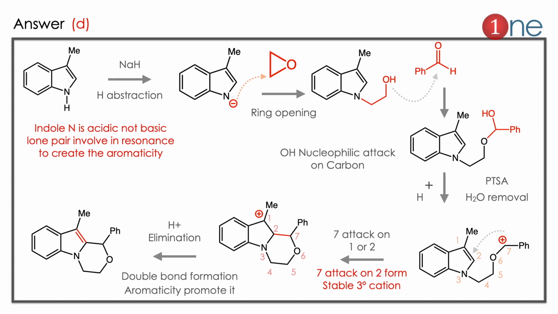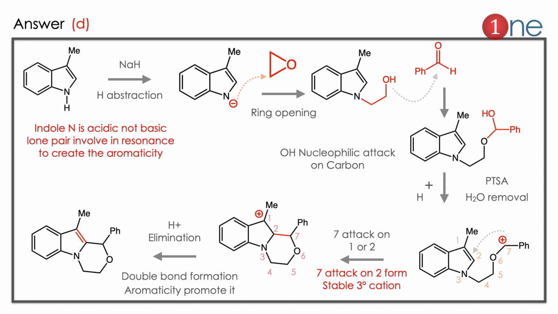The nitrogen proton here is acidic, because the lone pair is involved in the delocalization to create the aromaticity. So it is the acidic one. Once the proton abstraction happens, it is a nucleophile and attacks the epoxide. So the product A is very clear. It is the epoxide attack formed on the nitrogen. Then the alkoxide attacks the benzaldehyde. So the attack is happening on the carbonyl group and the product is formed.